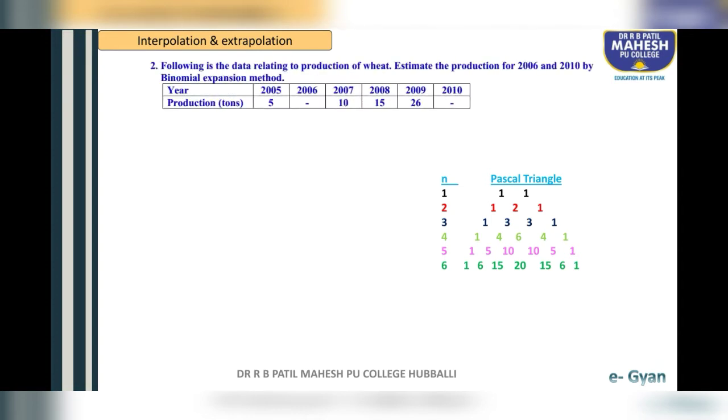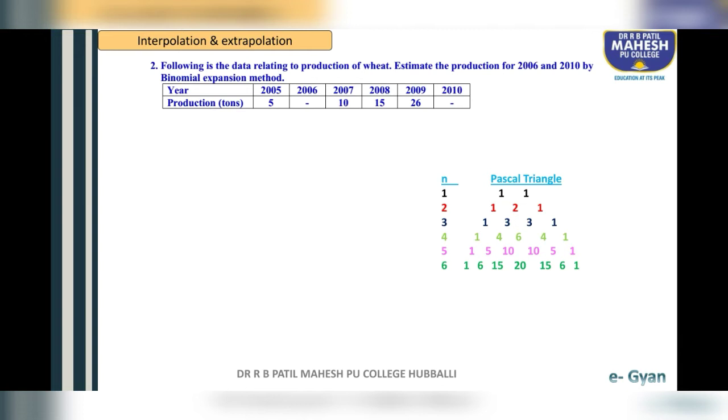Students, let us take the example. I will just read out the question. Following is the data relating to production of wheat. Estimate the production for 2006 and 2010 by binomial expansion method. The first column, year, is given 2005, 2006 up to 2010. The next column, production, is given in tons. The production of 2005 is 5 tons, 2006 is missing, 2007 is 10, like that. So in the year 2010 we have to find out the production.